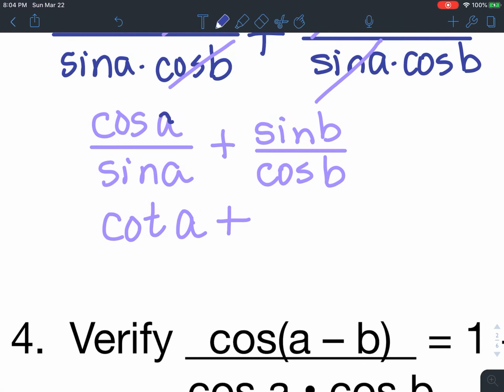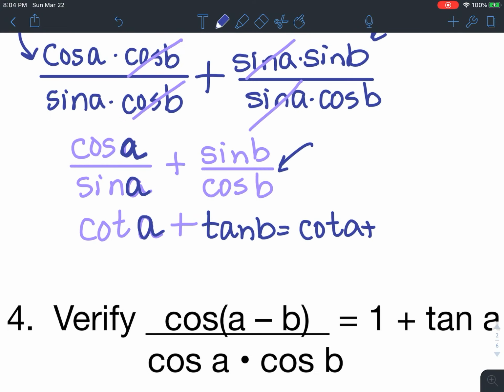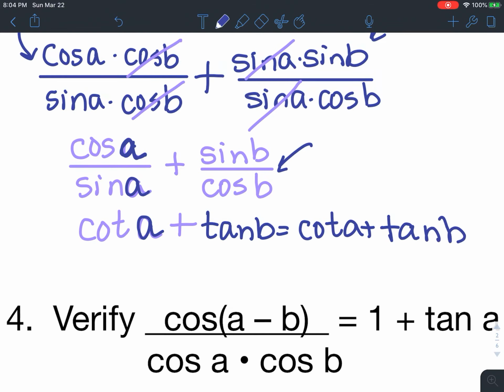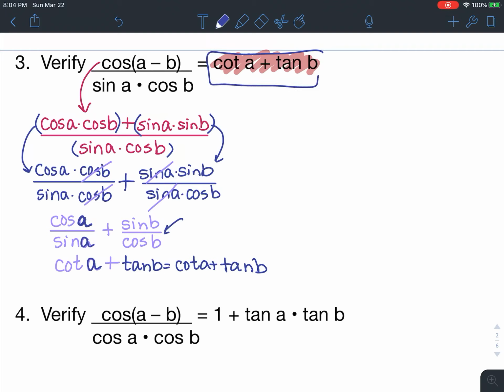And the important part here is to realize that these are the same angle. And that's why I'm allowed to do this. If this was a cosine A and sine of something else like B, then I would not be able to do this. Sine B over cosine B here, that's tangent B. And I believe that that is what we were trying to get in the first place. Let's see. Yes.